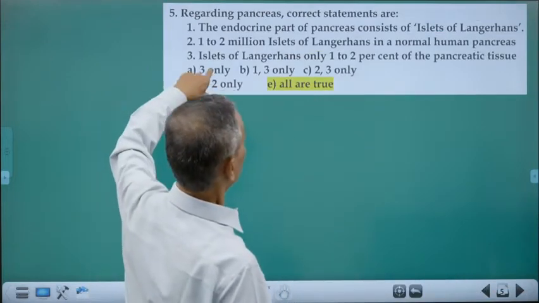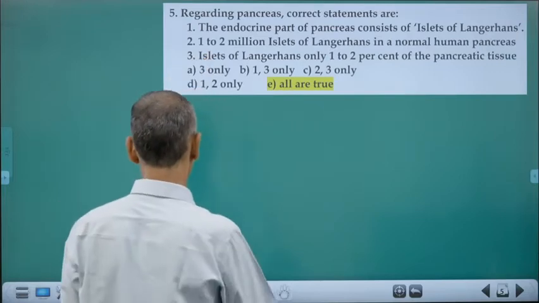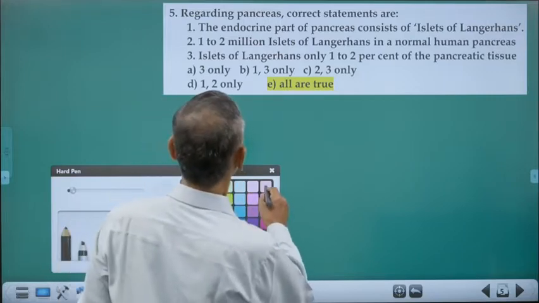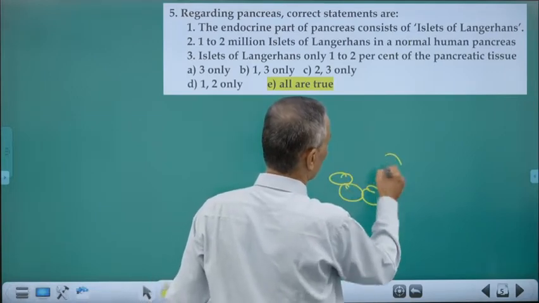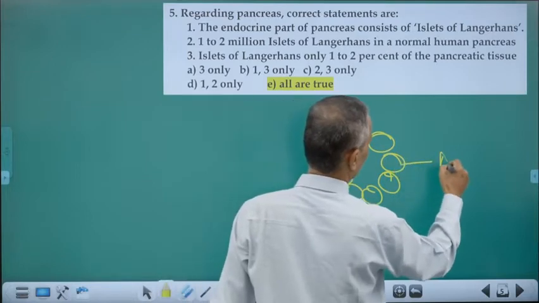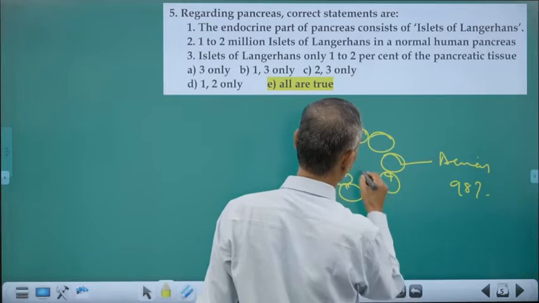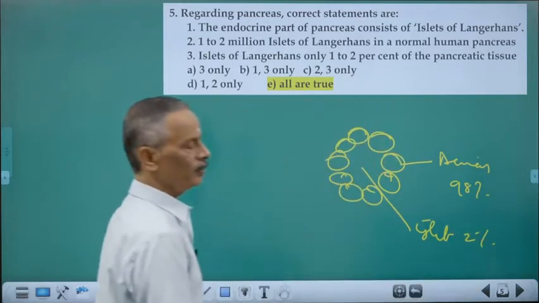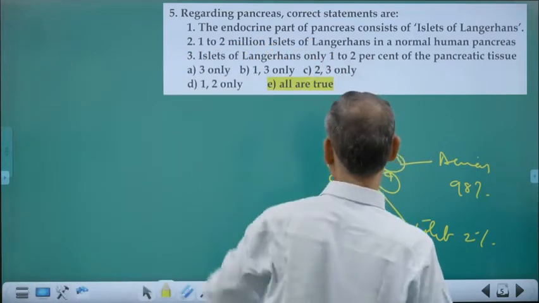Regarding pancreas, correct statement. Endocrine part. See, pancreas is a mixocrine gland. It consists of both exocrine and endocrine part. The endocrine part is called islets of Langerhans. These are the cells. They constitute 98%, and the islets constitute only 2% of the tissues of the pancreas. So, endocrine part of the pancreas consists of islets of Langerhans. That's correct.